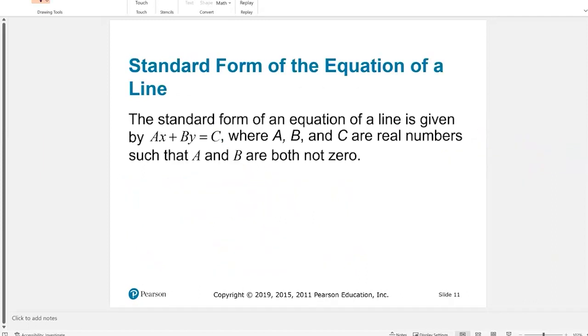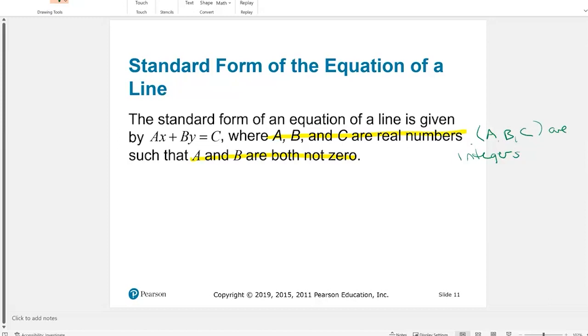Okay, now we have our final form for a line. The final form is called standard form, and it's ax plus by plus c, where A, B, and C are real numbers such that A and B are both non-zero. And actually, there's one more piece that they didn't write here. A, B, and C are integers. And integers are whole numbers.